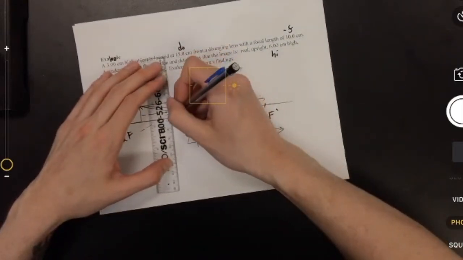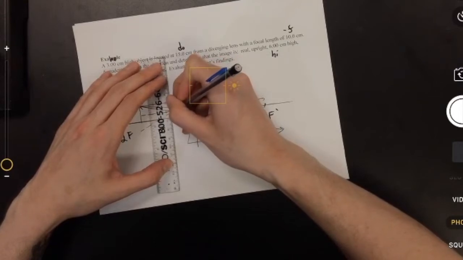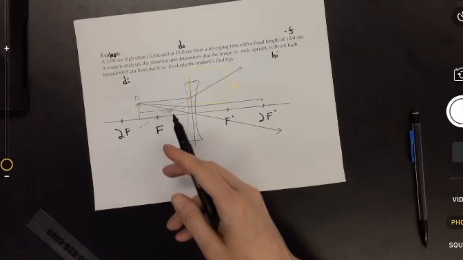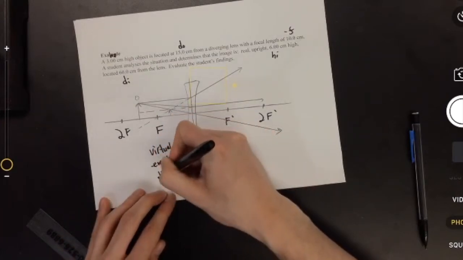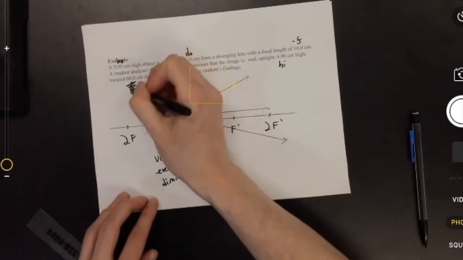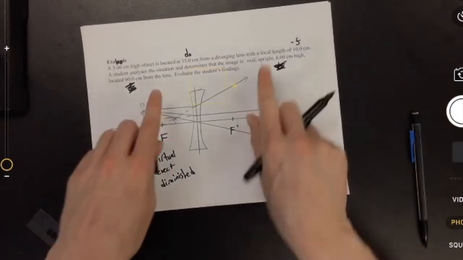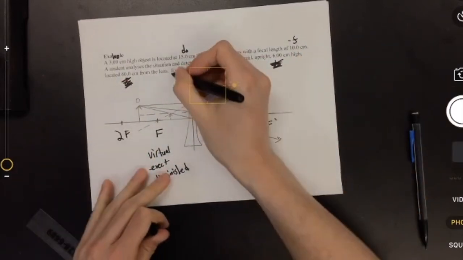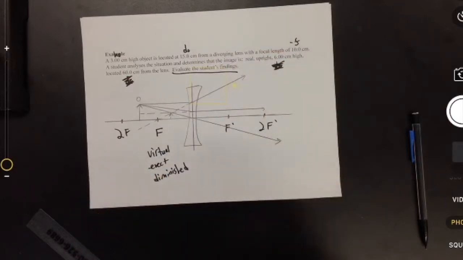We're also feeling good about it because we know what a diverging lens should produce. It should make a virtual, erect, and diminished image. And I'm just realizing, I should have read the question more carefully. This is what a student found. We're trying to figure out if they're right, okay? Because it says evaluate the student's findings. So let's hop over to the math to do that.